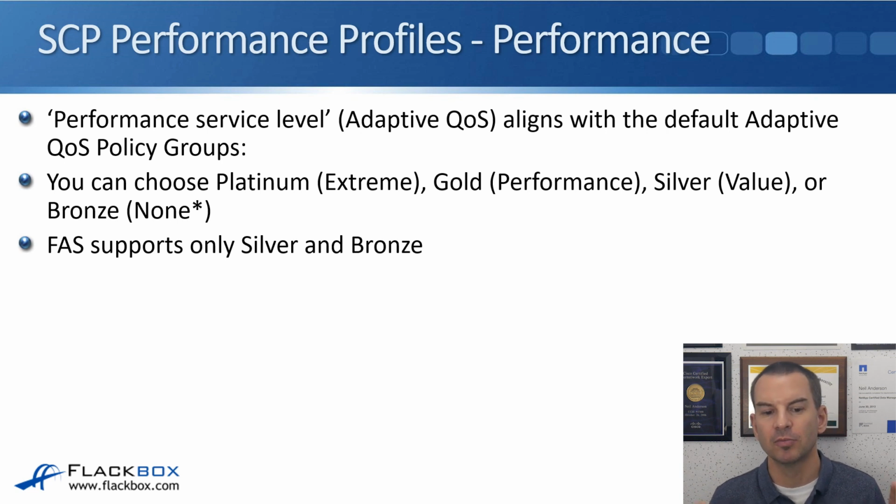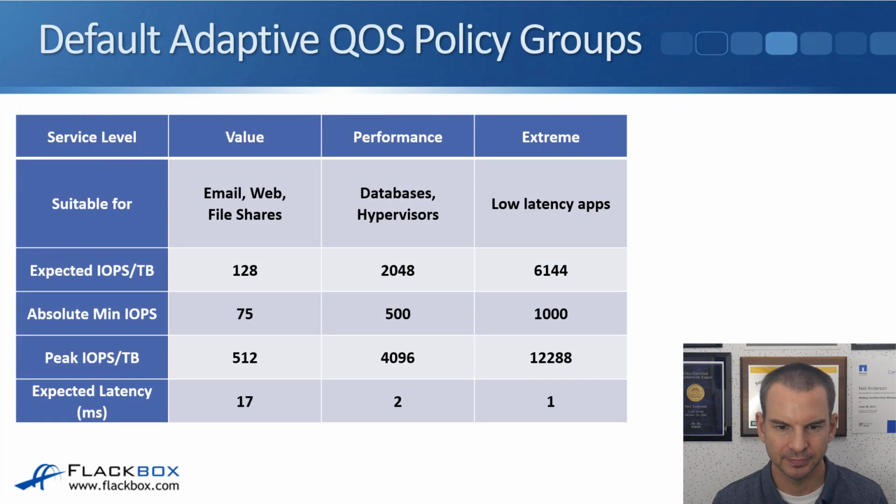Okay, FAS systems only support Silver and Bronze. AFF support all 4 of the different levels. Okay, so when you create the storage capability profile, your options there are Platinum, Gold, Silver, or Bronze. For the QoS level, Platinum means it gets extreme adaptive QoS, Gold means it's performance adaptive QoS, Silver is value, and Bronze, we'll get to that in a minute, it's actually also value.